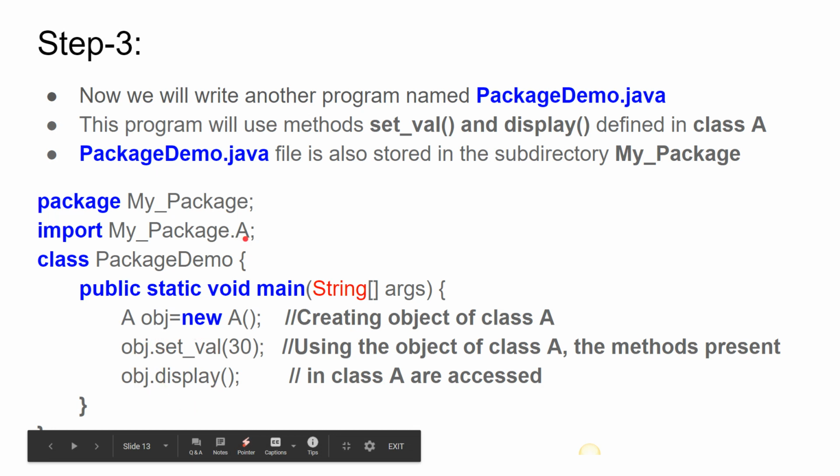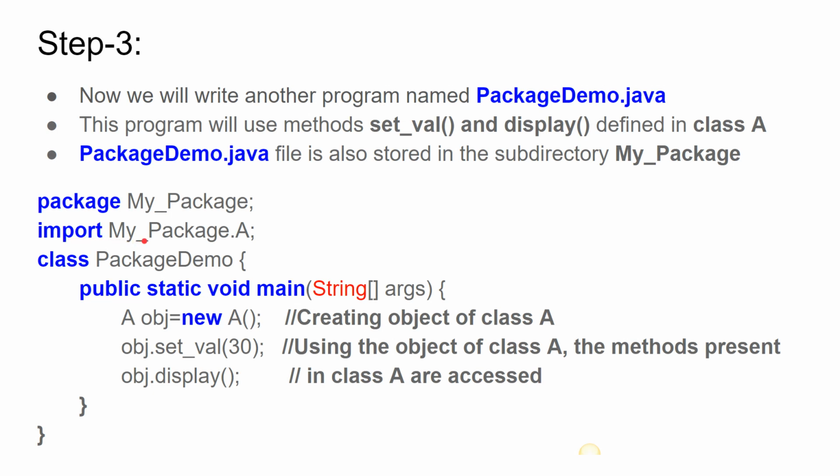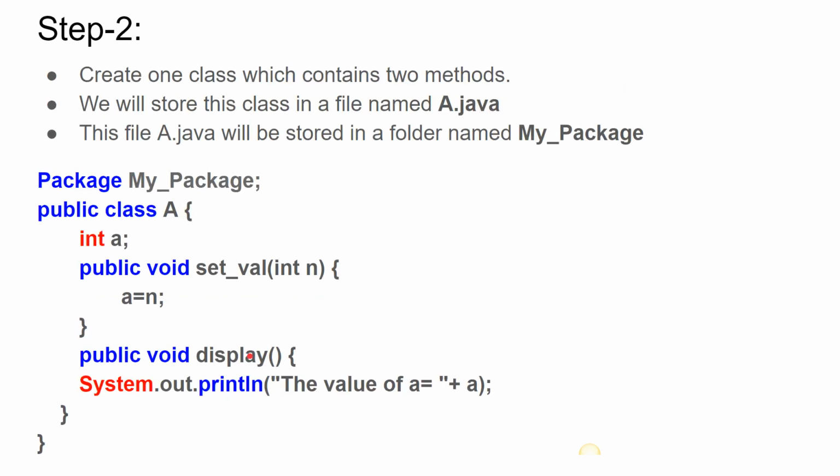Class A. Since we are using these two methods, you have to use import my_package.A; Make sure to use this also, package my_package, meaning these two files, PackageDemo.java and A.java, belong to the my_package folder. Here we are passing the value 30, and this 30 will be assigned to n, and a is equal to 30.